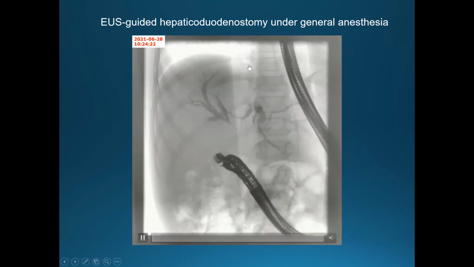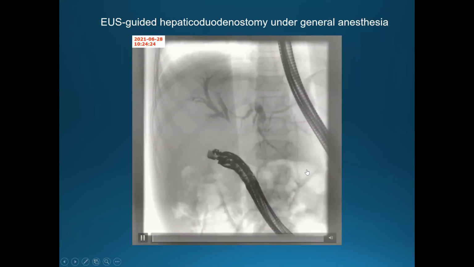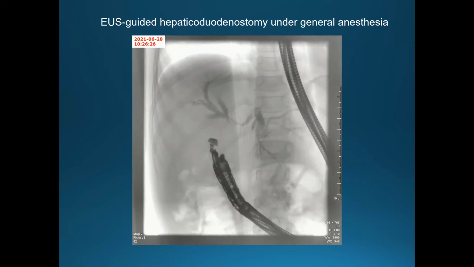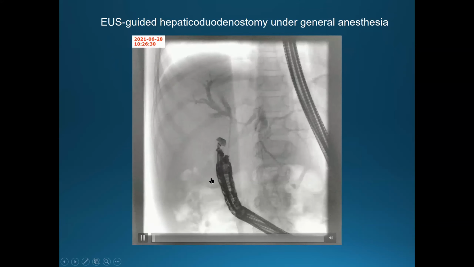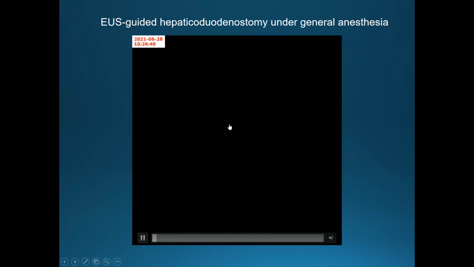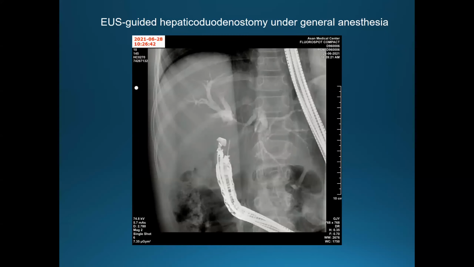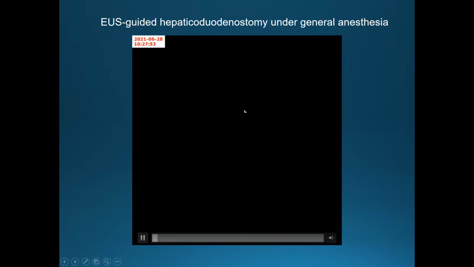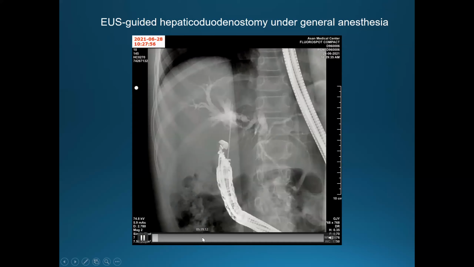For this patient, we performed this procedure under general anesthesia, and it was a very comfortable procedure. But the patient is very small, so the scope is sometimes difficult to maneuver. As you can see here, this is the puncture. But sometimes there is extravasation, because our first trial was on the central duct, a more central area.